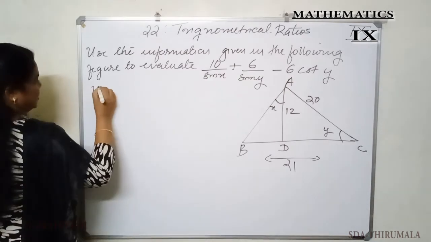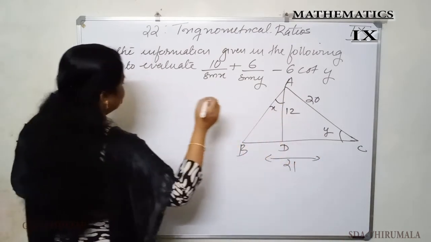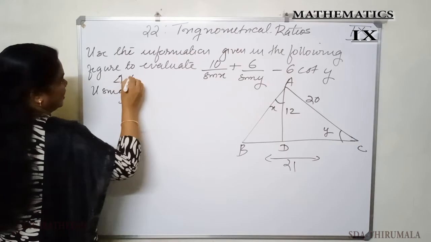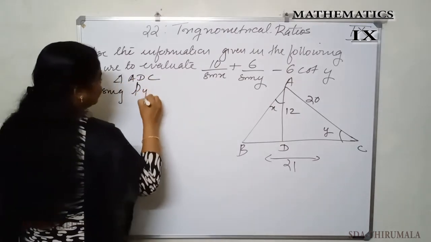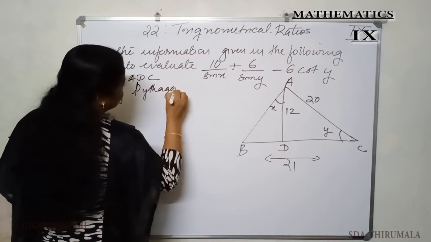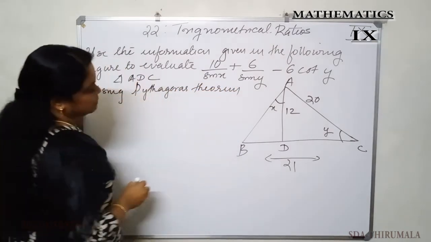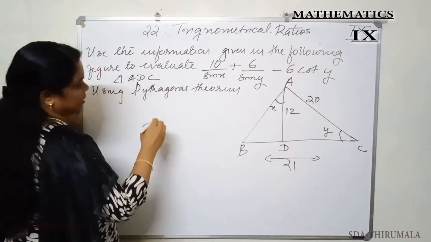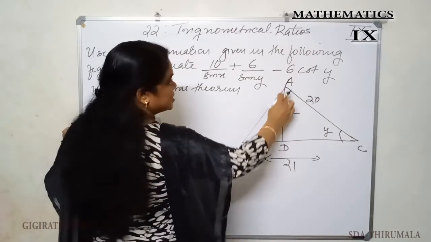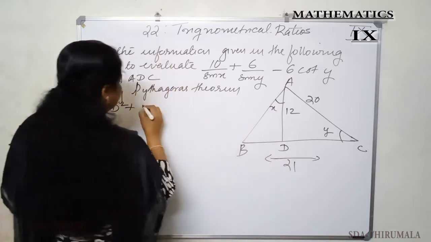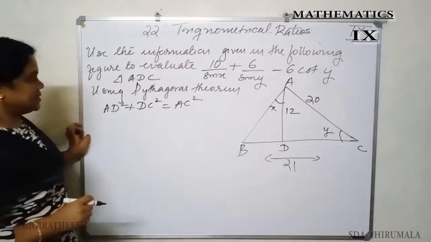This is a right angle triangle, so taking triangle ADC and using Pythagoras theorem, AD square plus DC square is equal to AC square.